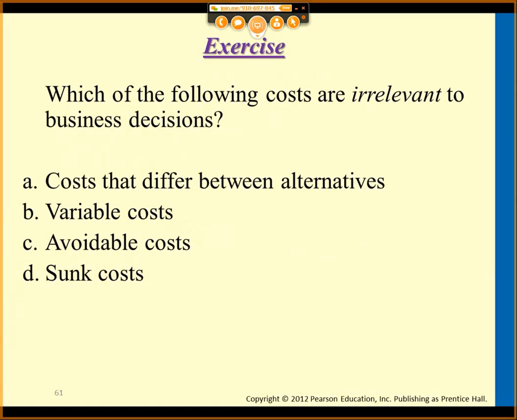Okay, 2 more and we're done. Which of the following costs are irrelevant to business decisions? Costs that differ between alternatives, variable cost, avoidable, or sunk cost. A, B, C, D. Yahoo, yay. Okay, next one, the last one.